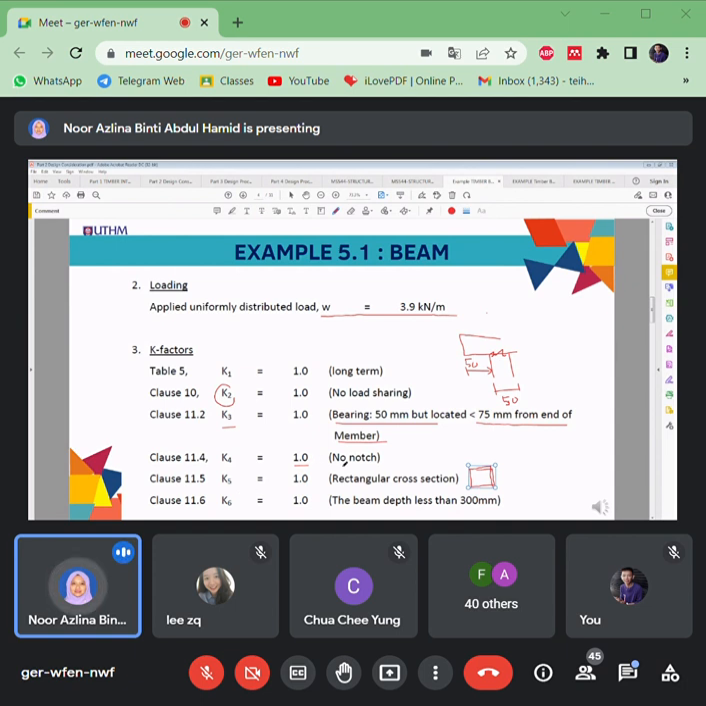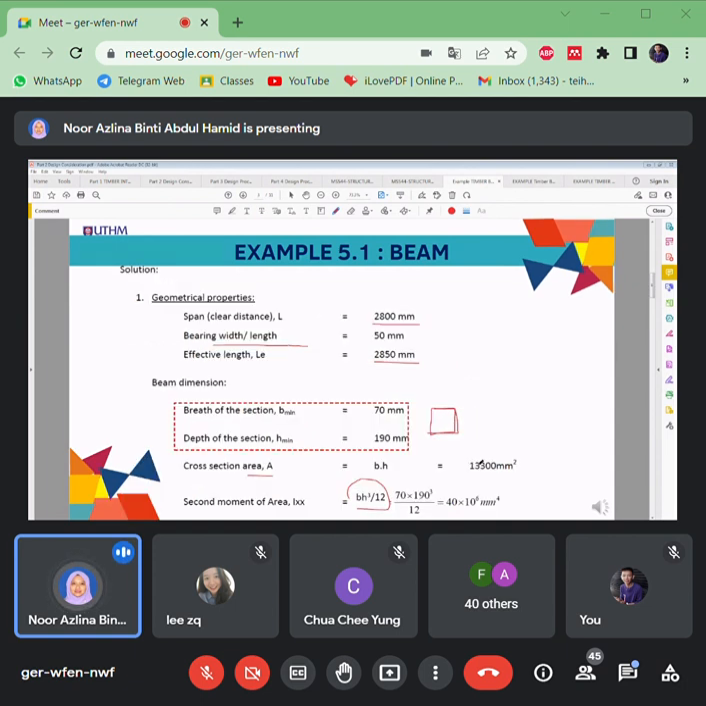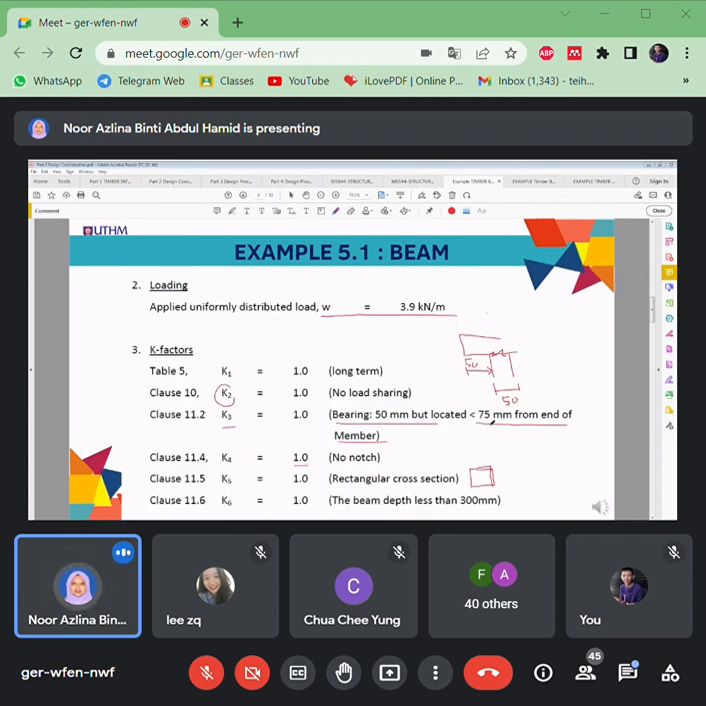Okay, and then K6, the beam depth less than 300. What is the beam depth here? 190. Okay, which is less than 300. So just use K6 is 1. If H is more than 300, you have to use the equation for K6, the formula, in order to know the value of K6. If not, just 1. So you can see here, finally, all the K is just 1. Okay, so that is how you need to list all the K factors according to the conditions for the timber beams.